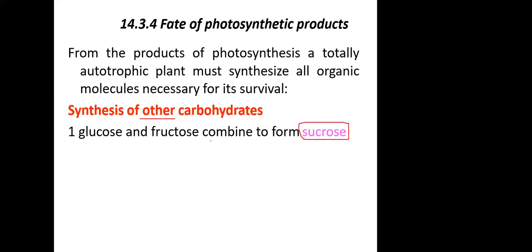What is the role of sucrose molecule in plants? Why is it so important that they make sucrose? Why don't they just make starch and leave it at that? Adams? Teacher, I think it's the form in which the organic materials are transported in a plant. Okay. Thank you. Can we have any other answer?